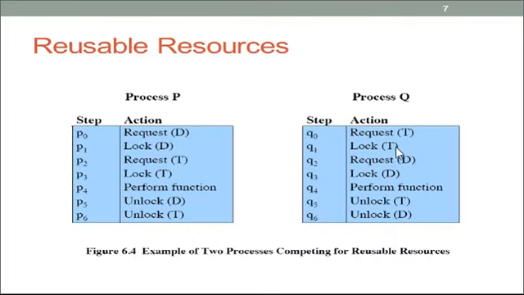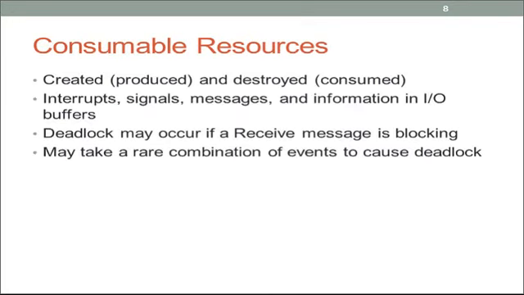At the same time, the process Q requests resource D. If you see it as a Q2 instruction here, in that case, it also waits for the process P to finish. So at this stage, we see both processes P and Q are waiting for each other to release the resource which is held by the other process, and the deadlock will occur. So this is the first principle of deadlock, which is reusable resources.